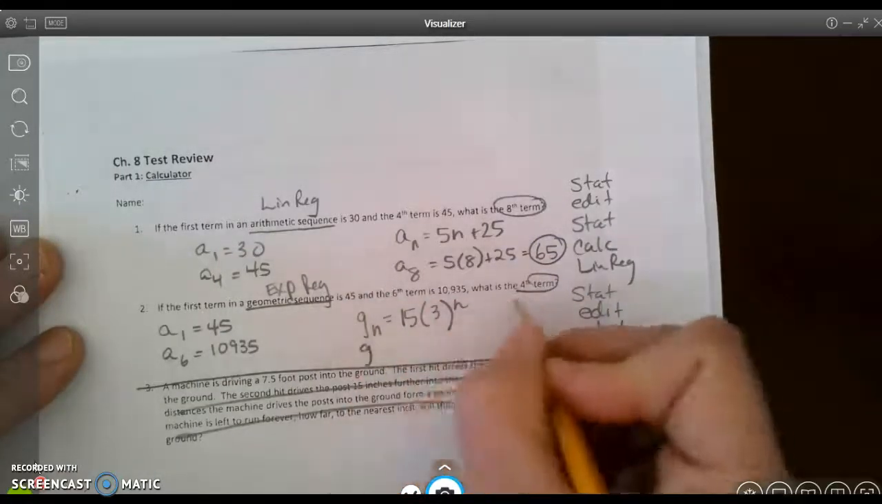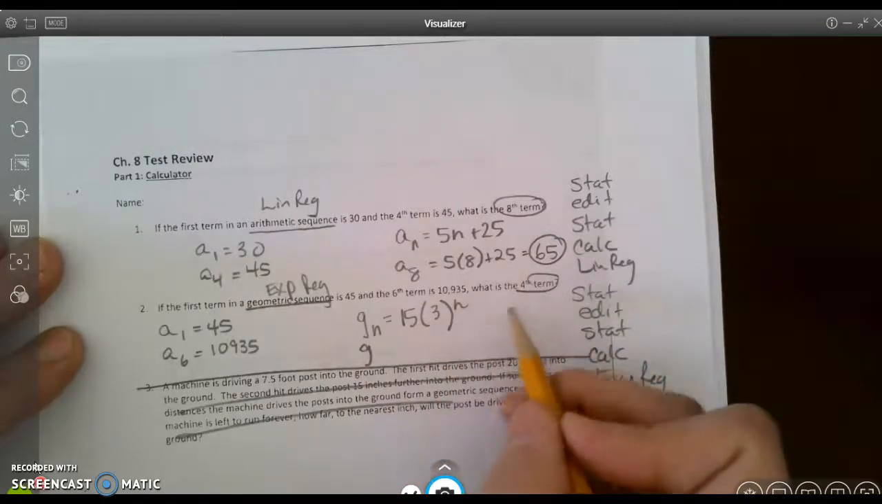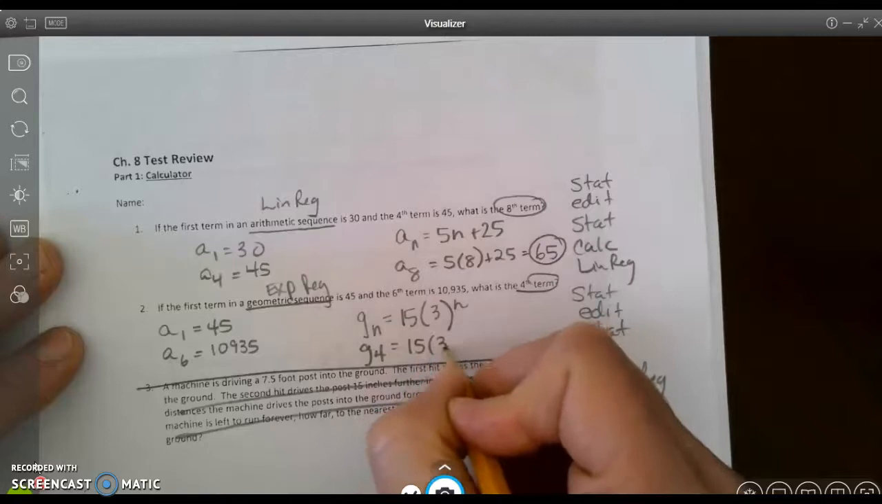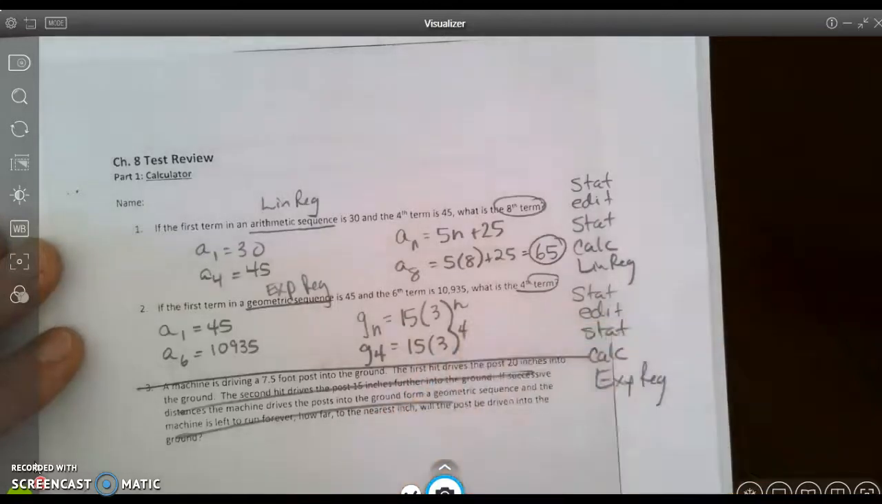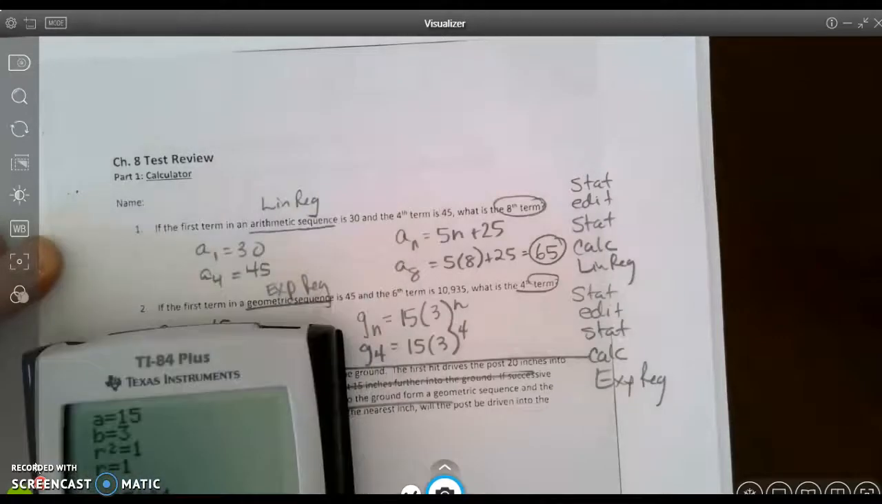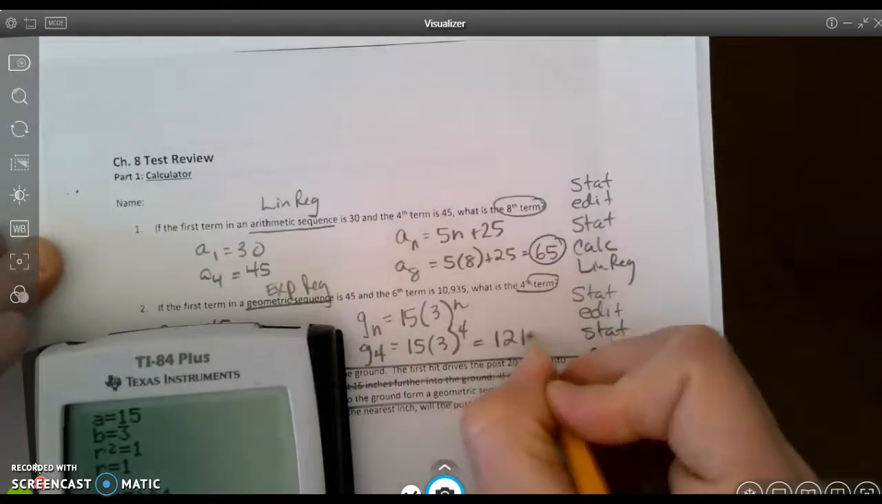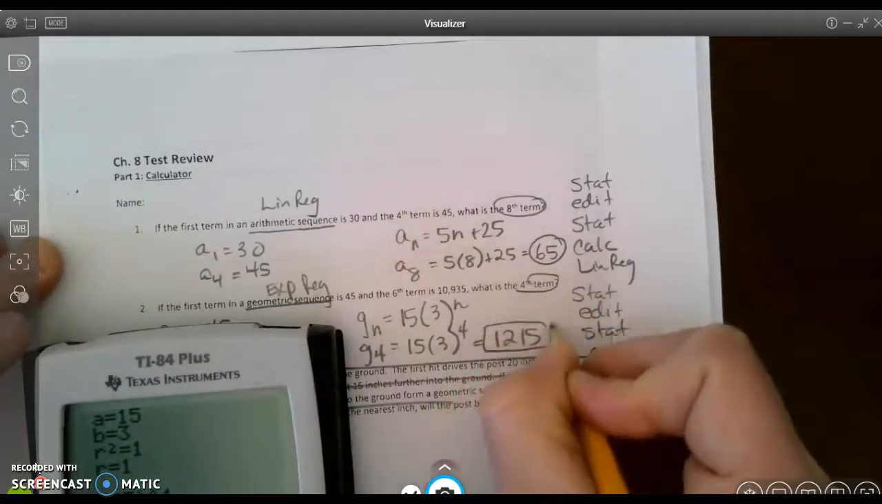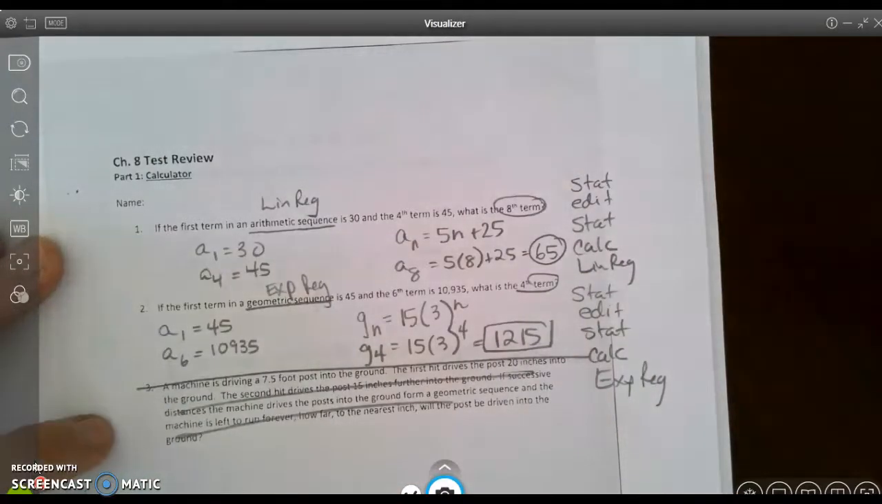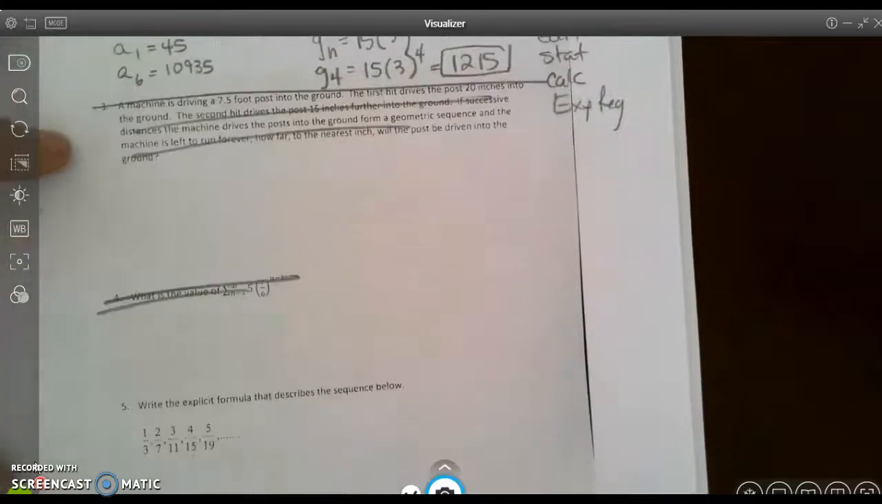So g sub, what are we asked to find? What's the fourth term? G sub 4 is 15 times 3 to the fourth. So 15 times 3 to the fourth. And I get 1,215. Right, I get to skip that one. Let's go down to number 5.